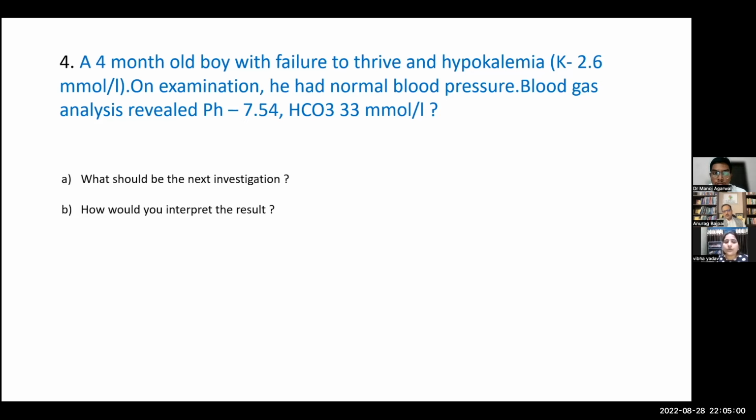How would you interpret the result of urinary calcium? Urinary calcium was high. So this was suggestive of Bartter syndrome, hypercalciuria. What is the preferred treatment for the disorder with nephrocalcinosis?